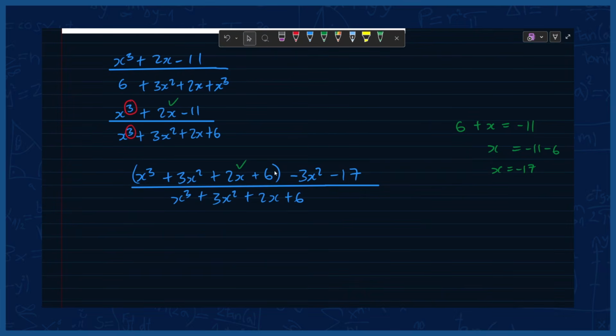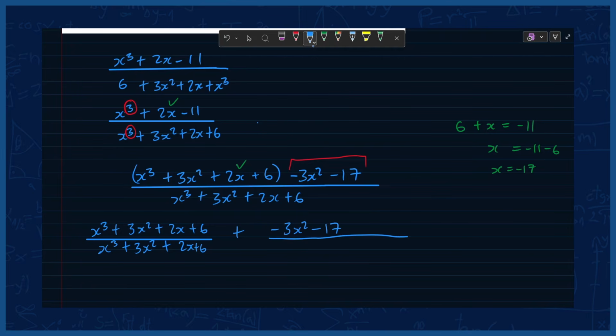And so what this allows us to do is distribute my denominator. I have this whole bracket, which is x cubed plus 3x squared plus 2x plus 6, being divided by the denominator, because we want to distribute the denominator. And now I have the rest, which is plus negative 3x squared, negative 17, being divided by our denominator, x cubed plus 3x squared plus 2x plus 6.